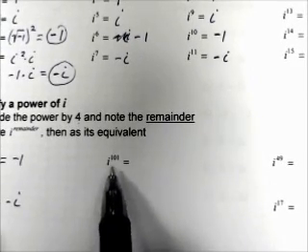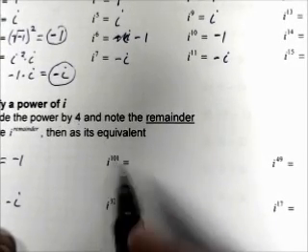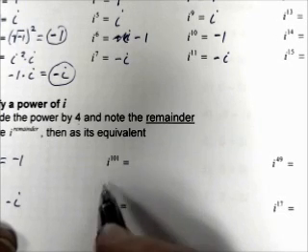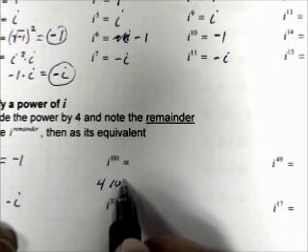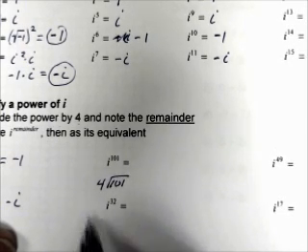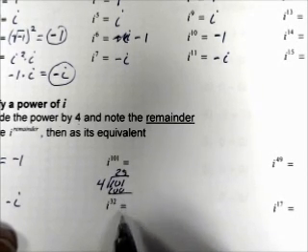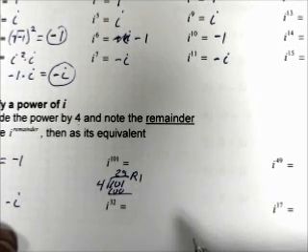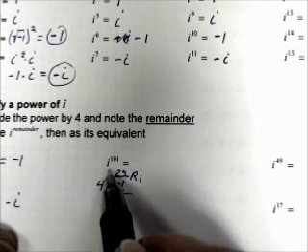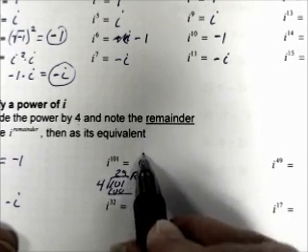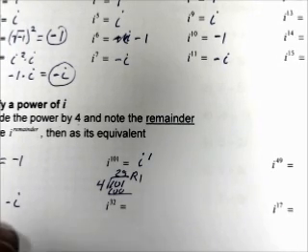Next, i to the 101. We're taking 101 and dividing it by 4. 4 goes into 101, 25 times. It's 100. Subtract, and your remainder is 1. So we express i to the 101 as i to the first, which is simply i.